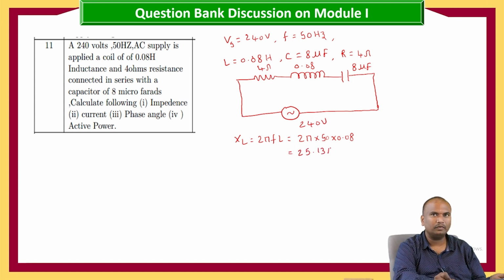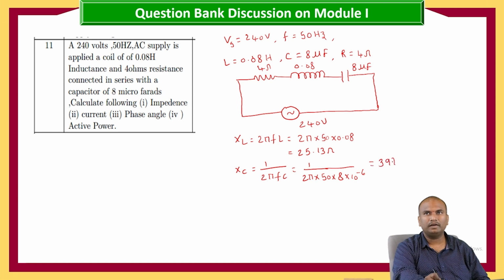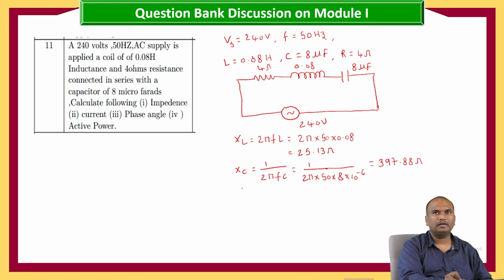25.13 ohms. Now XC is equal to 1 by 2 pi FC, that is equal to 1 by 2 pi into F value 50 hertz into 8 into 10 to the power of minus 6, which is equal to 397.88 ohms.